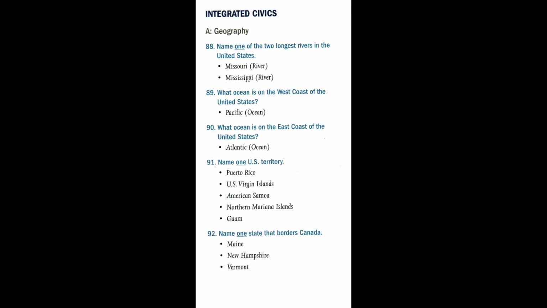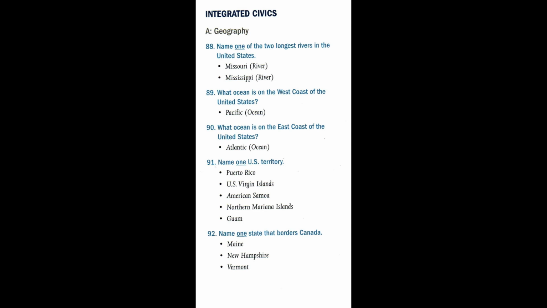Integrated civics. A. Geography. 88. Name one of the two longest rivers in the United States. Missouri River, Mississippi River. 89. What ocean is on the west coast of the United States? Pacific Ocean. 90. What ocean is on the east coast of the United States? Atlantic Ocean. 91. Name one U.S. territory. Puerto Rico, U.S. Virgin Islands, American Samoa, Northern Mariana Islands, Guam.